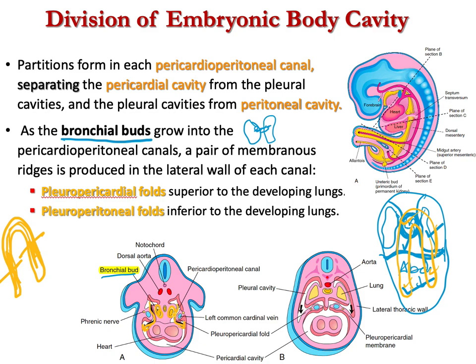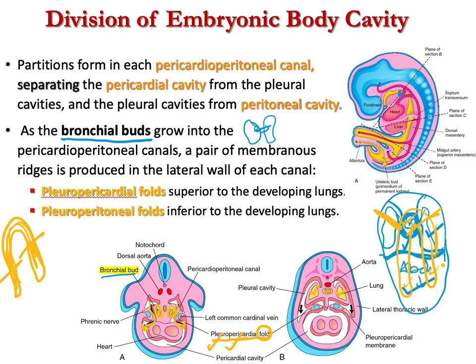So anyway, the bronchial buds start to grow in these canals on the right and on the left, and grow more and more. And what you see here is that once they grow, you will start to see a membrane or a fold grow medially. Yes, these are the bronchial buds, the primordium of lungs and the bronchi, but not just that. They are growing in the pericardio-peritoneal canal, but we will also see a pleuropericardial fold, right? From its name, now we have to separate lungs, pleuro, from pericardium, right? Pleuropericardium, remember, above these lung buds, right?